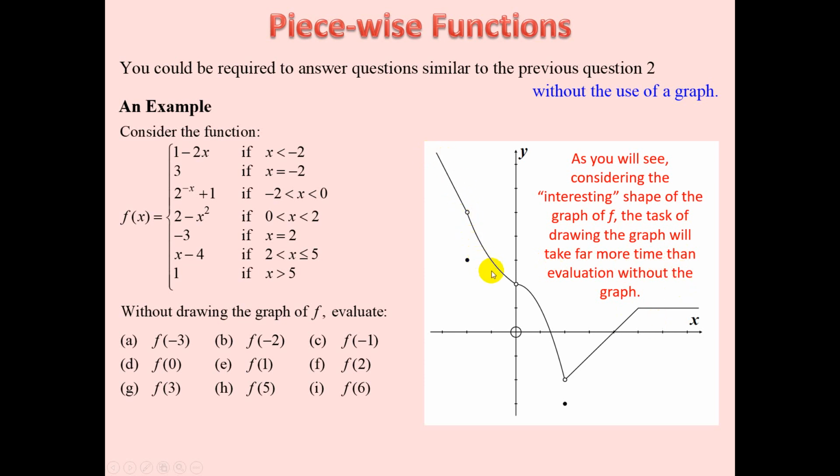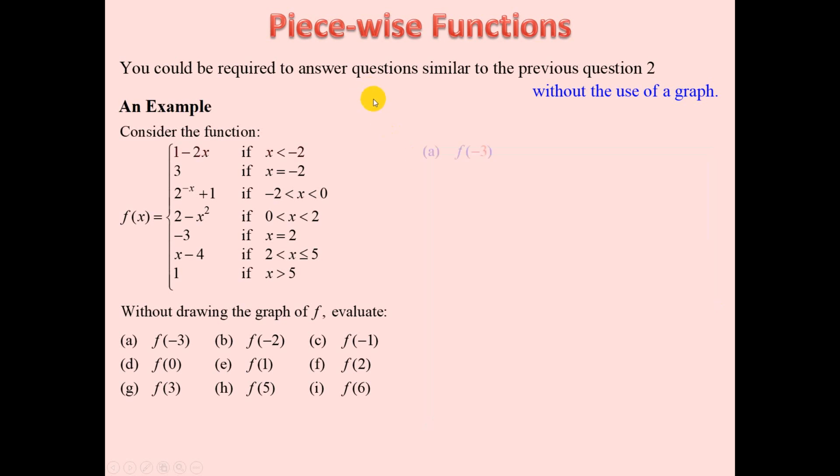Down straight line, then it has the 2 to the x minus 1. There's the point. Then after that we have 2 minus x squared down to there. Then we have minus 3, 2 minus 3, that point. Then we have y equals x minus 4 going up to there, and then we have y equals 1. So we'll take that out, and we'll rather consider them from here.